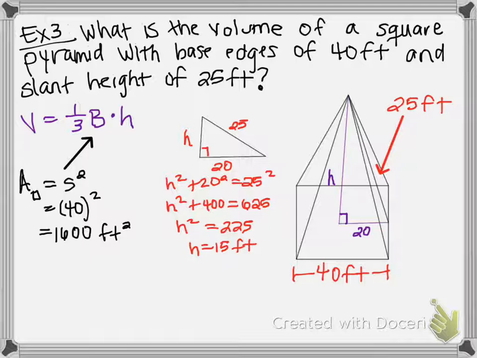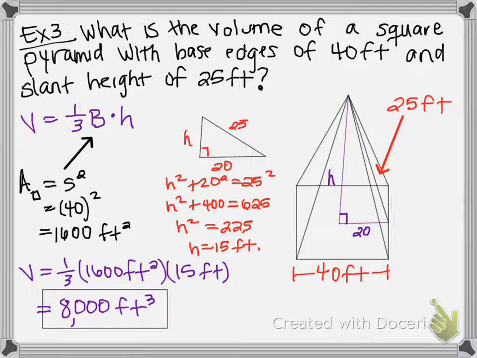So now that I know the area of the base and the height, I can plug it all into my formula for volume. I have there, shown at the bottom, 1/3, my area of the base is 1600 square feet, and my height was 15 feet. When I multiply all of that together, I get a total answer of 8,000. And since I had feet squared times another dimension of feet, my total units is feet cubed, or cubic feet, which makes sense since we are talking about volume.